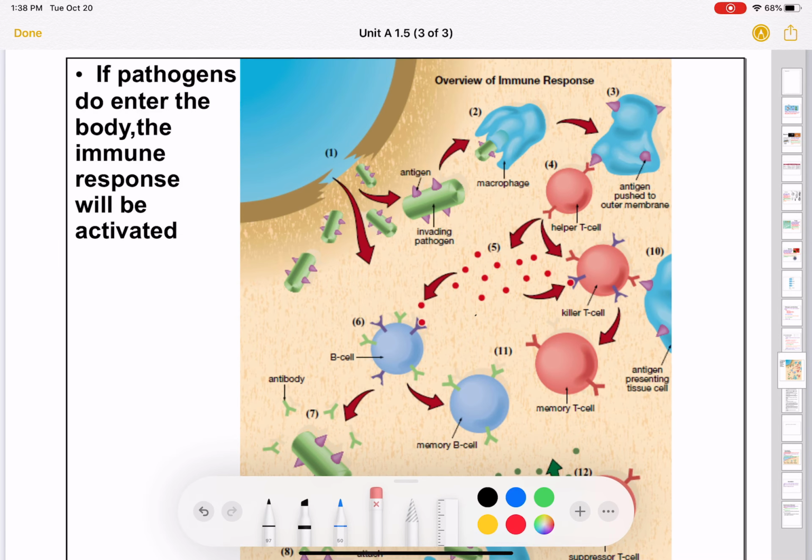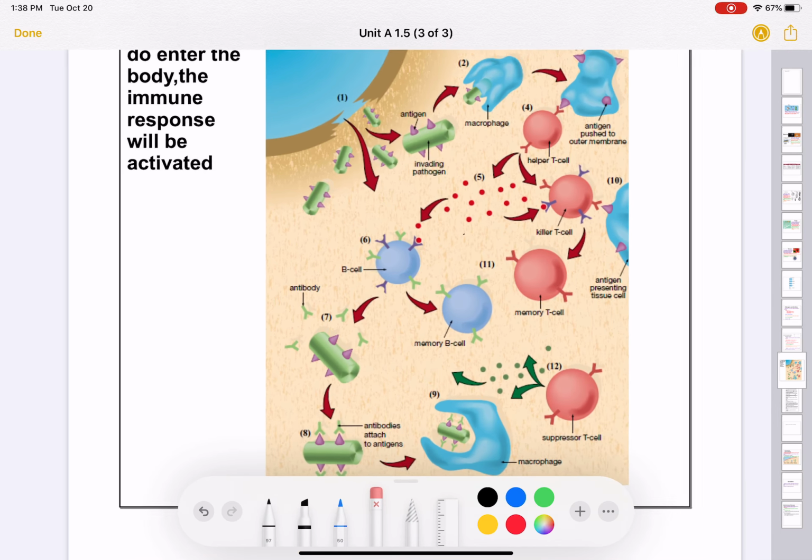as simply as I can. So, first step, the invading pathogen comes in. Second step, the macrophage will come along and destroy the invading pathogen, but keep the antigens. The antigens will be pushed to the outside of the macrophage, and then the macrophage will be bound to by the helper T cells. The helper T cells will figure out what kind of antigens they are. They'll send a message out, a chemical message, to the B cells. The B cells will create antibodies to fit that antigen.